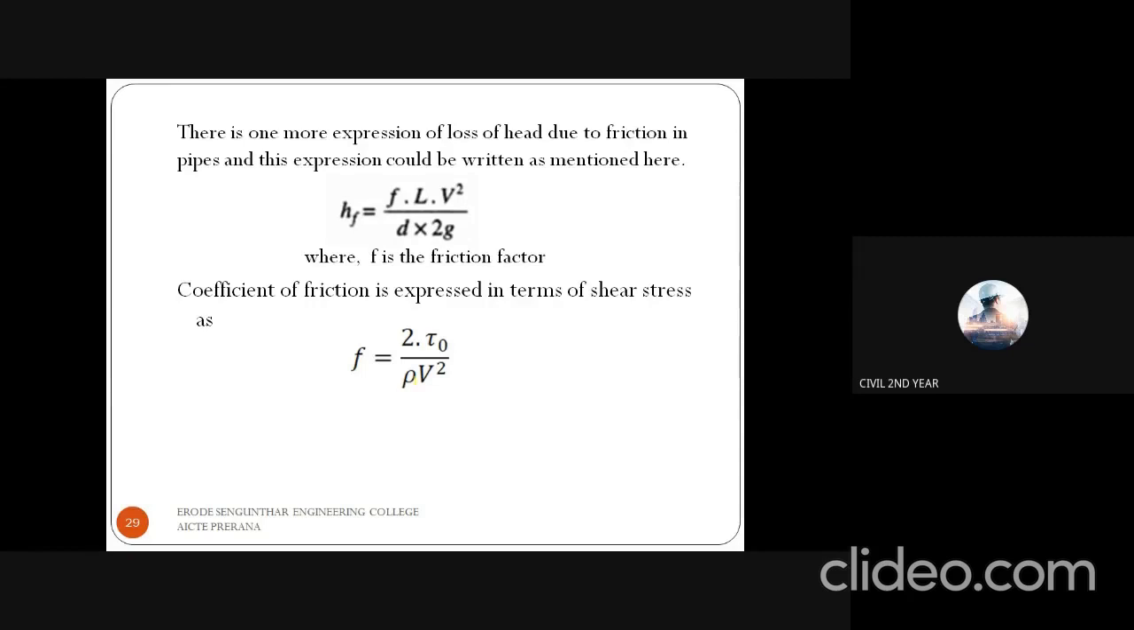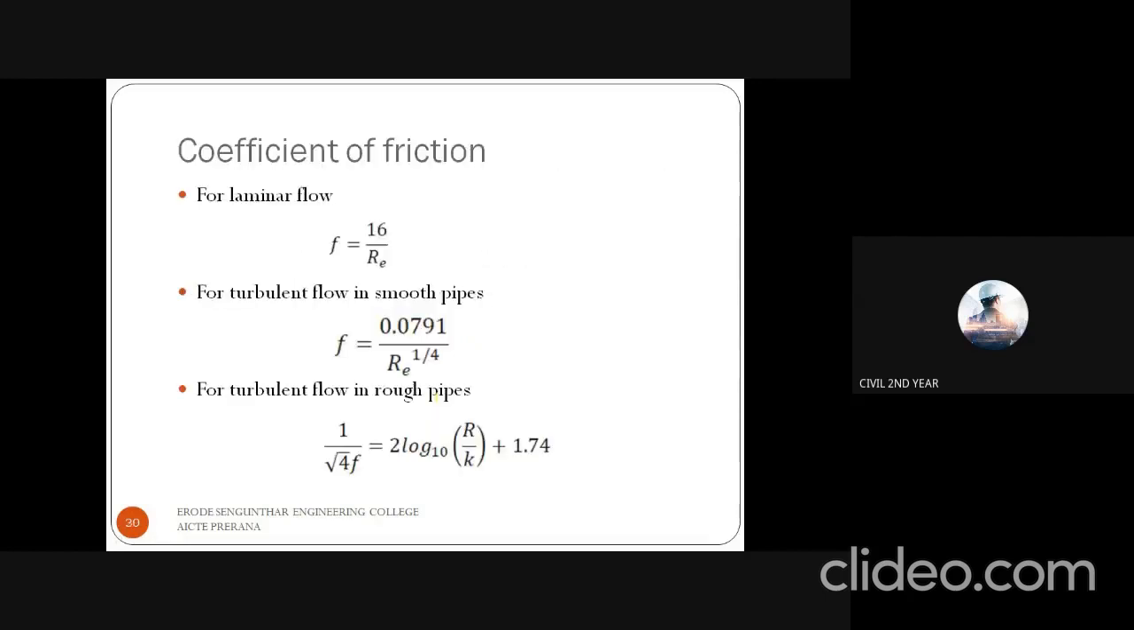Then coefficient of friction is expressed in terms of shear stress. In case of the problems asked in your GATE syllabus, they will give a shear stress value instead of directly giving the friction factor value, and at that time you have to apply this formula. F is equal to 2 tau naught divided by rho v square. Here tau is shear stress, rho is the density of the fluid, v is the velocity of the fluid. We consider this to find the friction factor when shear stress is given. So these are the formulas you have to know for finding the coefficient of friction.